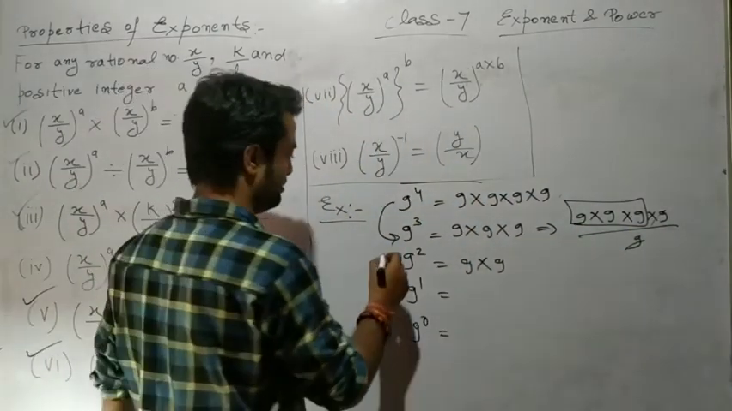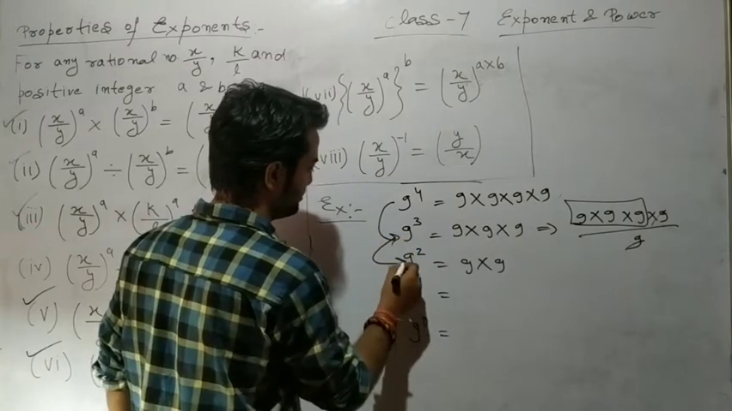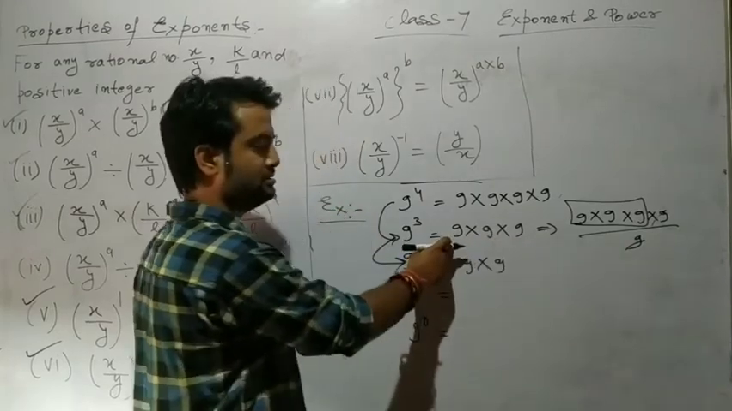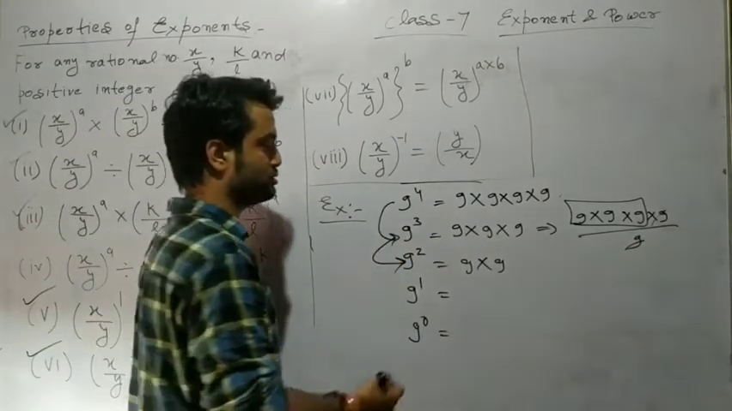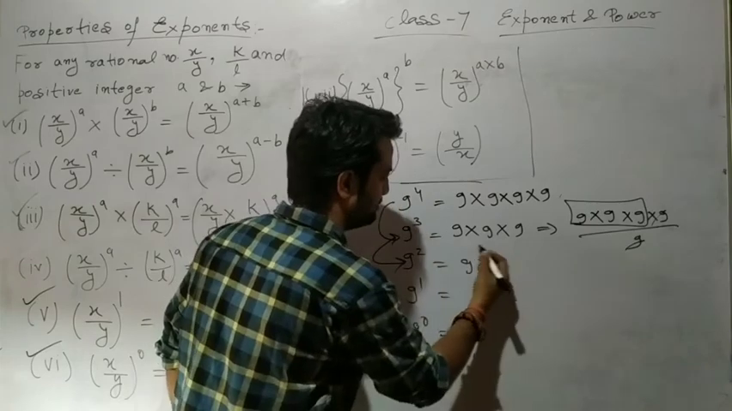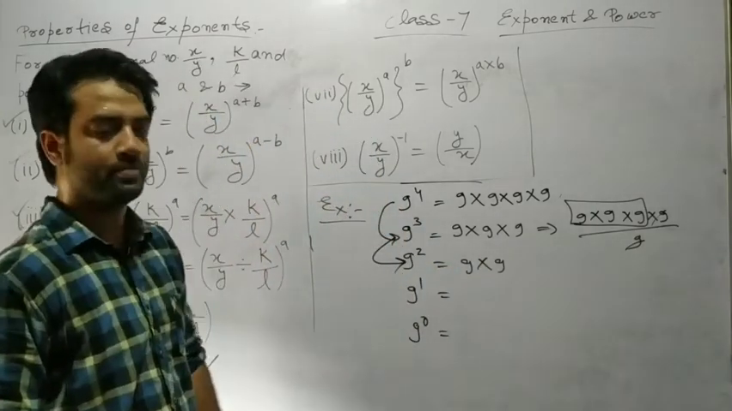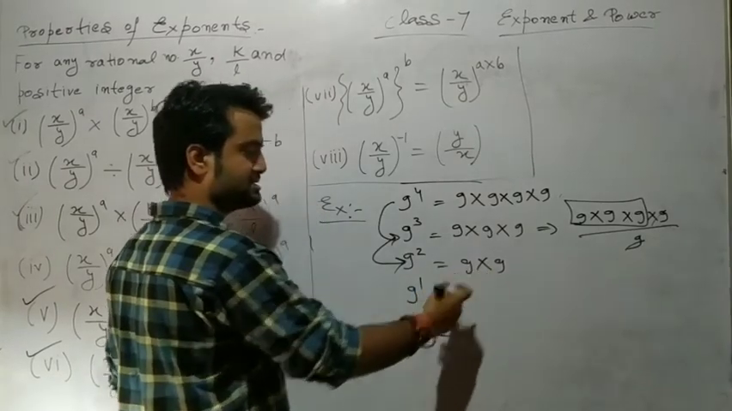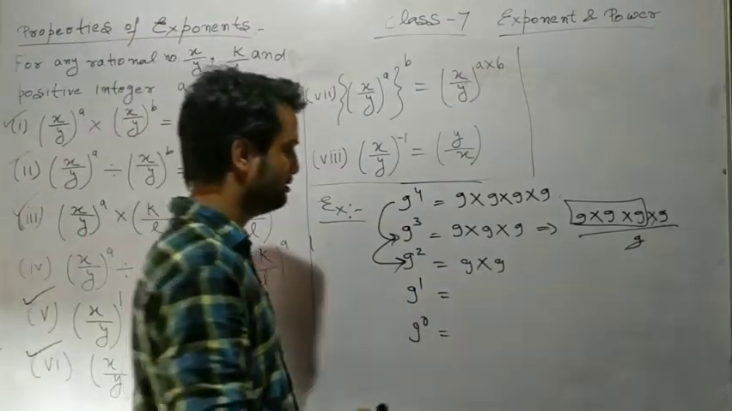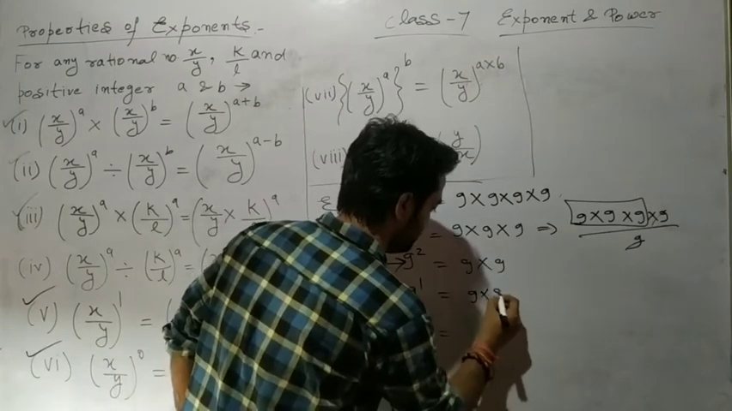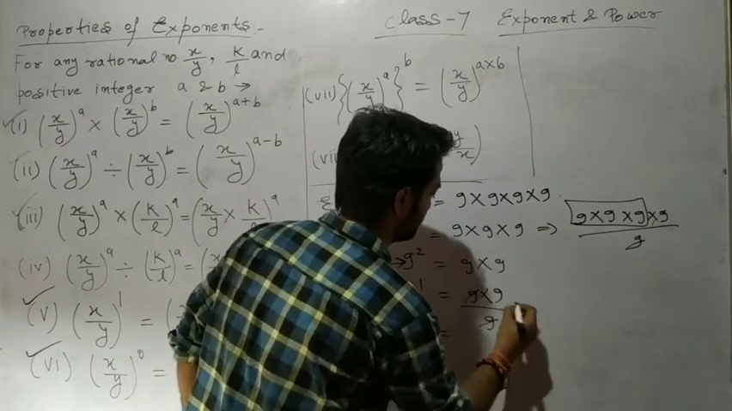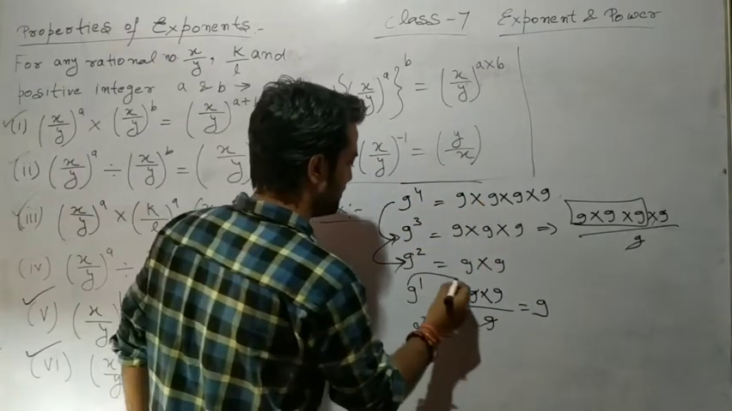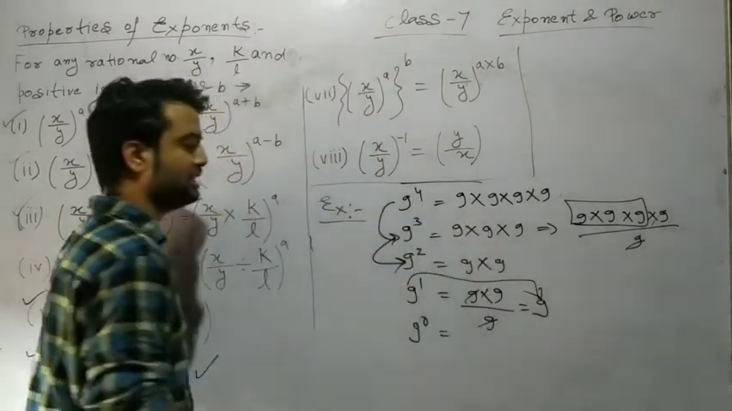In the same way, when we come from 9 raised to the power 3 to 9 raised to the power 2, we again divided by the number 9, so that now we get 9 into 9, which is 9 raised to the power 2. In the same way, when we come to 9 raised to the power 1, we divide again by the number 9. What we actually get is 9 into 9 upon 9. What do we get? 9. So 9 raised to the power 1 is 9.